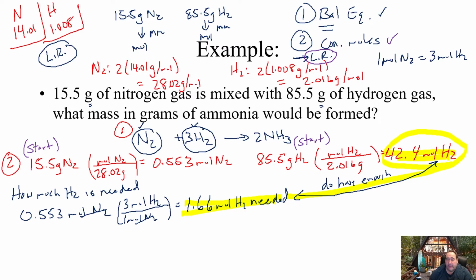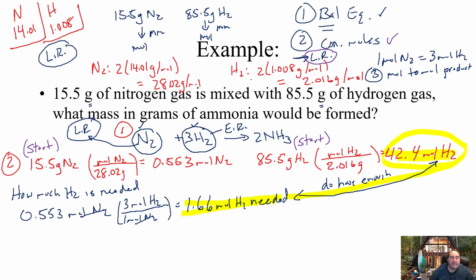So again, when we compare what we need to what we are starting with, we do have enough. That tells us that in this example, the hydrogen is our excess reagent. The nitrogen is our limiting reagent. And again, that's the main purpose of that calculation. Now that I know which one's my limiting reagent, I can kick back into the normal stoichiometry steps, which is now the mole ratio to our products.